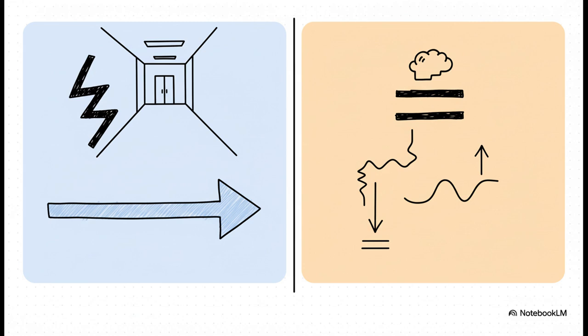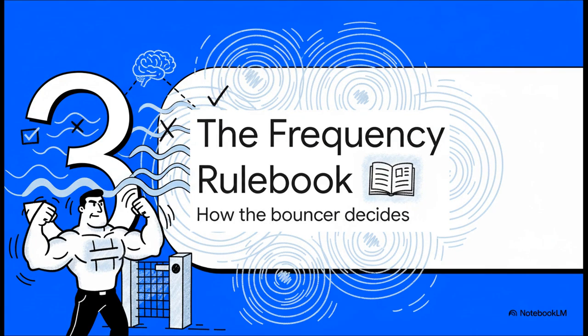But the capacitor, C, well, that's the real star of the show. That's our smart bouncer. Its opposition, which we call reactance, isn't fixed at all. It actually changes depending on the frequency of the signal that's trying to get through. And that right there, that's the key to everything. So how does our smart bouncer, the capacitor, actually decide who gets in? Well, it follows a very specific rulebook, and that rulebook is based entirely on one thing: signal frequency.